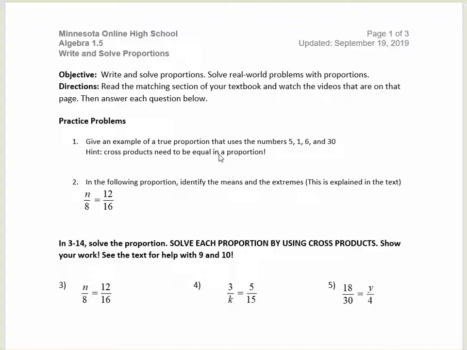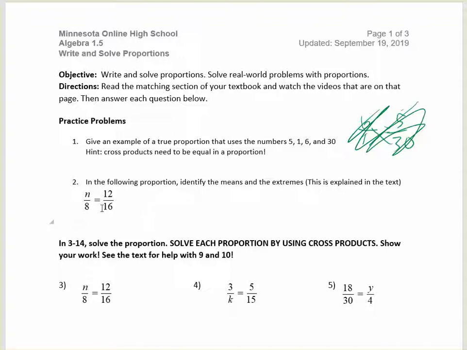So, for example, this would be a wrong answer. If I wrote 6 over 1 equals 5 over 30. This is not a proportion because those ratios would not simplify to the same thing. That's one way you could look at it. Or because cross products would not be equal. 6 times 30 is not equal to 5 times 1. So they have to be arranged so that it's a true proportion, not just any which way.